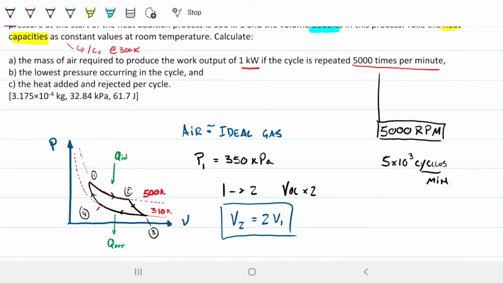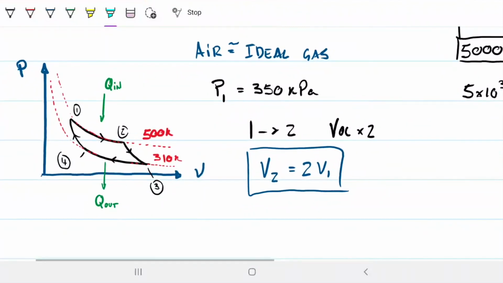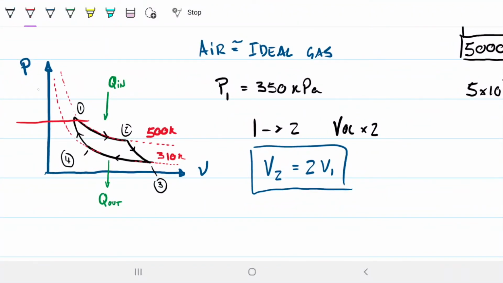And we want to find the mass of air required to output 1 kilowatt. That's a little energy, so we would expect little mass of air is needed. We also want to calculate the lowest pressure occurring in the cycle. And note, again, this is not trivial, because to know that, we actually need to know the Carnot cycle, and we can note that we can read the pressure off the y-axis.